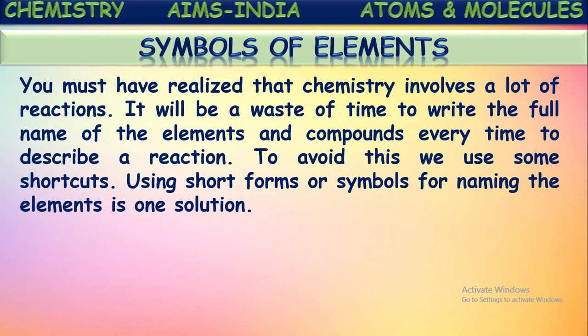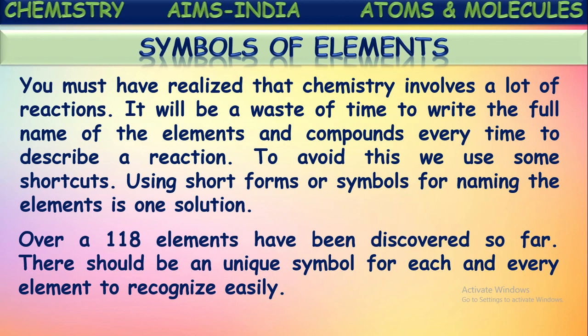Using shortcut forms or symbols for naming the elements is one solution. So instead of writing lengthy descriptions to represent chemical reactions, we use some shortcuts. One of them is writing symbols of the elements. Symbols are used to represent an element in short form. So a symbol can be defined as the short form representation of an element's name.